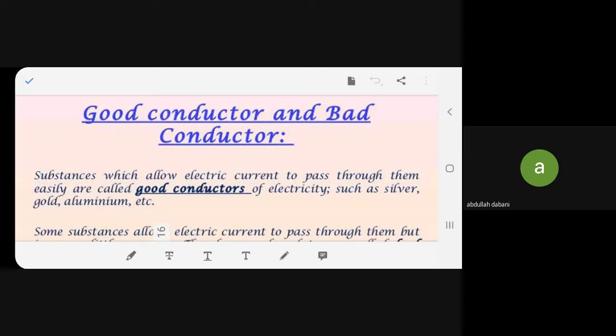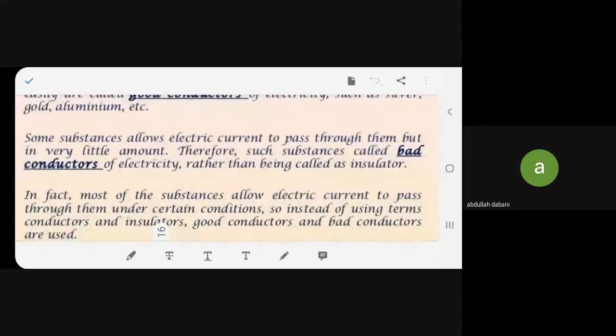Substances which allow electric current to pass through them easily are called good conductors of electricity, such as silver, gold, aluminium, etc. Some substances allow electric current to pass through them but in very little amount. Therefore, such substances are called bad conductors of electricity rather than being called insulators.